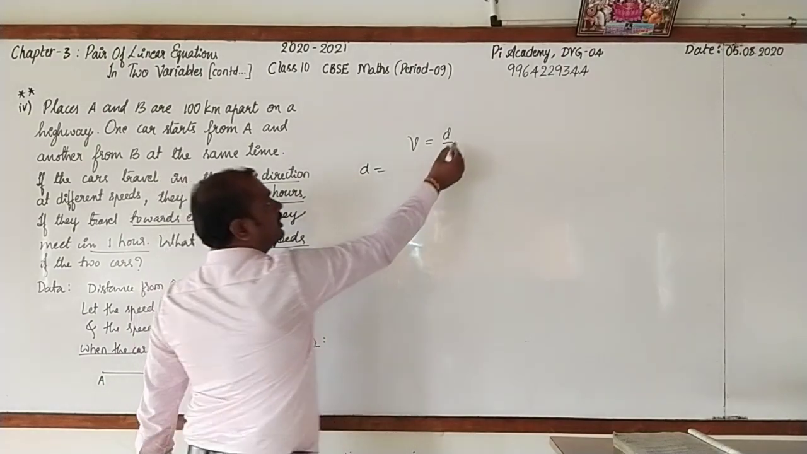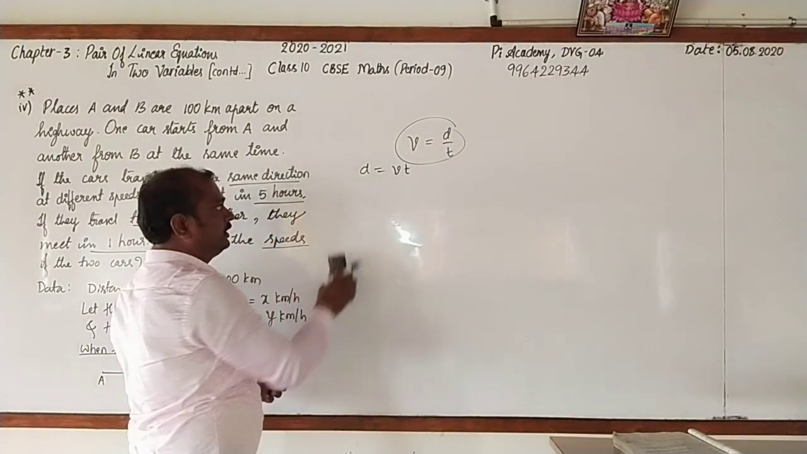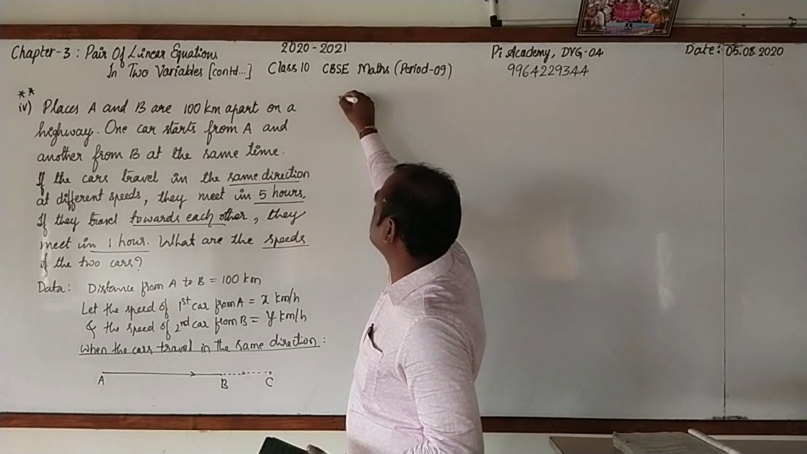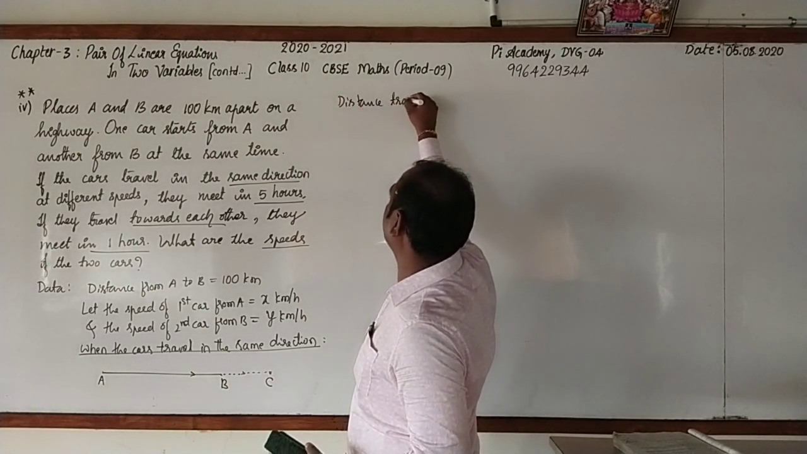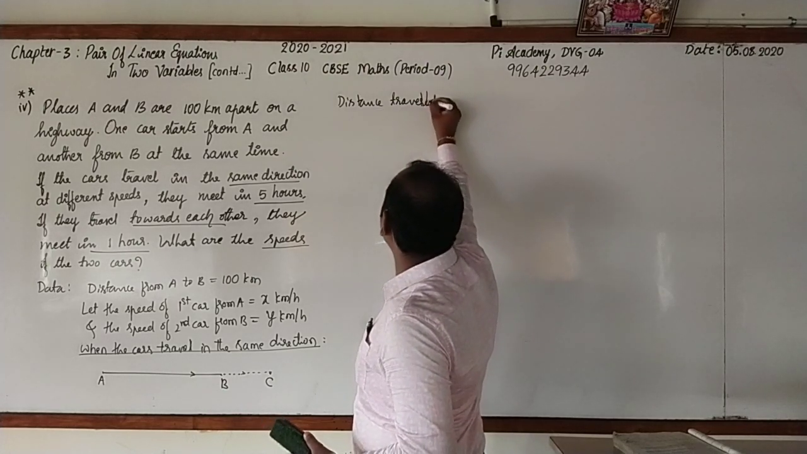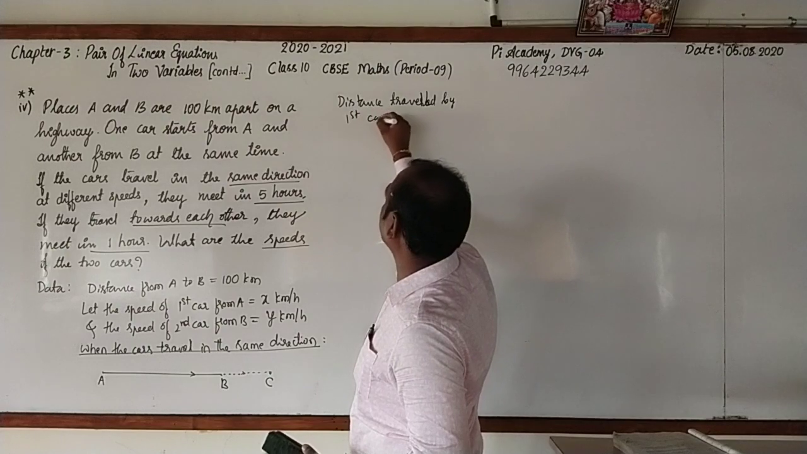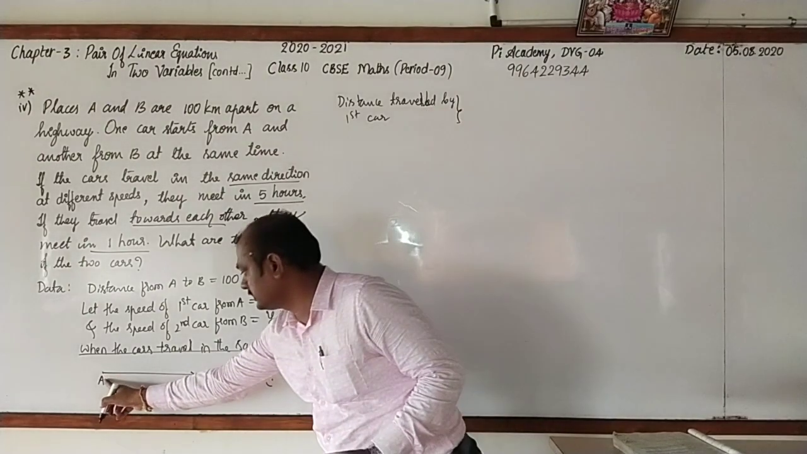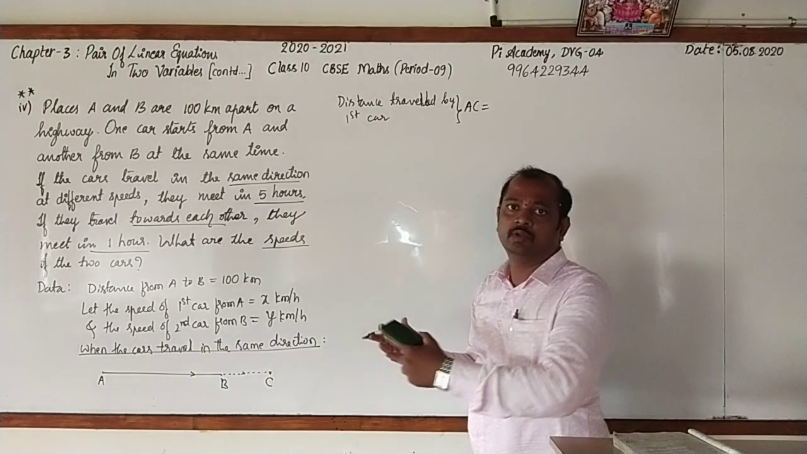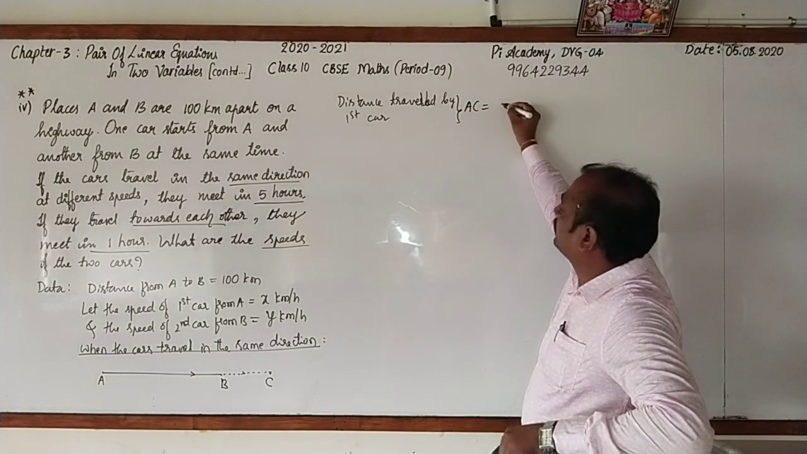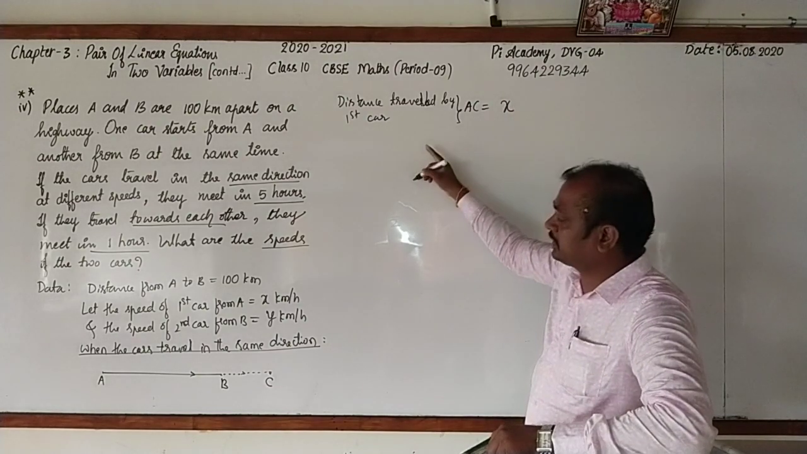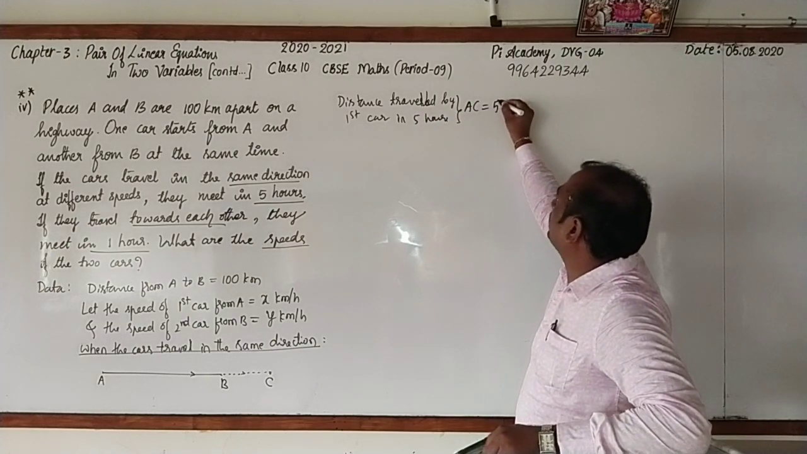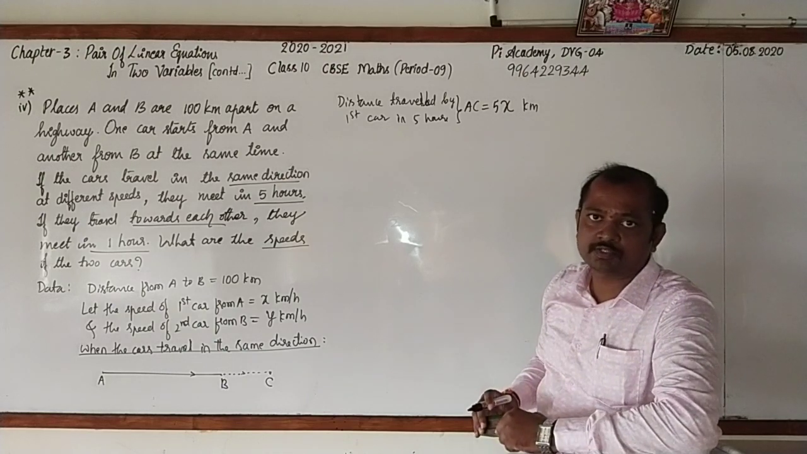What is the distance formula? d is equal to v into t. So here, write: distance traveled or covered by the first car in 5 hours. The first car, you may call this AC. It is d equal to v into t. What is the speed of the first car? x. Time taken? It is 5 hours. It is 5x kilometers. Hope you have understood.